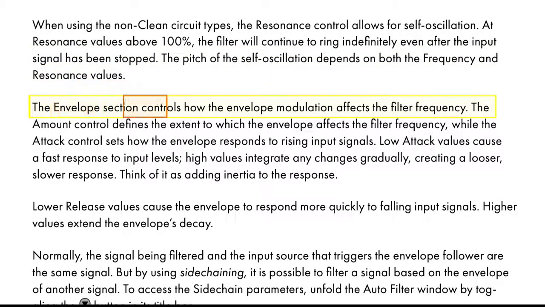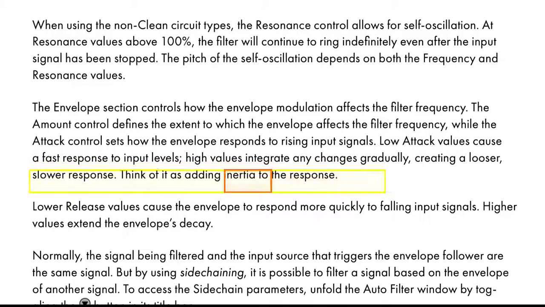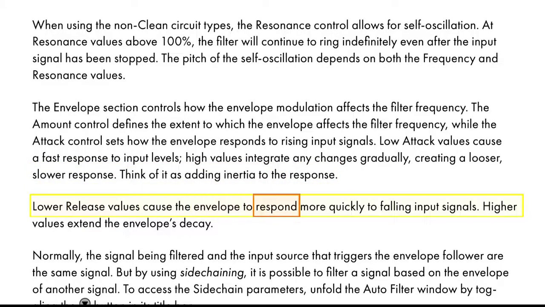The envelope section controls how the envelope modulation affects the filter frequency. The amount control defines the extent to which the envelope affects the filter frequency, while the attack control sets how the envelope responds to rising input signals. Low attack values cause a fast response to input levels. High values integrate any changes gradually, creating a looser, slow response. Think of it as adding inertia to the response. Low release values cause the envelope to respond more quickly to falling input signals. Higher values extend the envelope's decay.